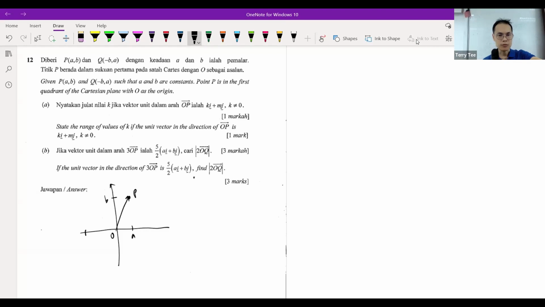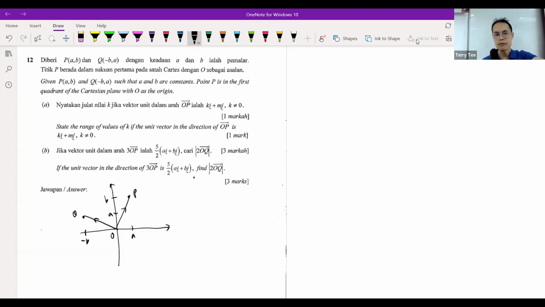And then you have Q is (minus b, a). Minus b should be further to the left. a is a bit shorter. So this is your Q. So notice that actually these two vectors have the same magnitude. They have the same magnitude because they have the same length for x and y. If you go and find the magnitude, it's going to be the same. So anyway, just a sketch to help you to understand.